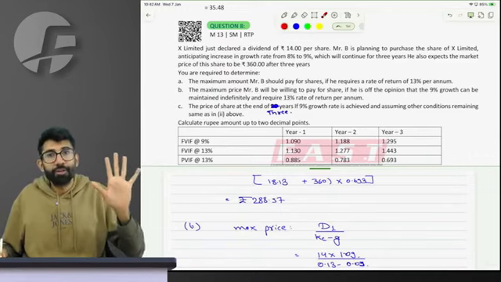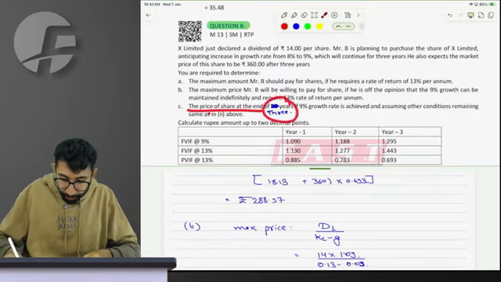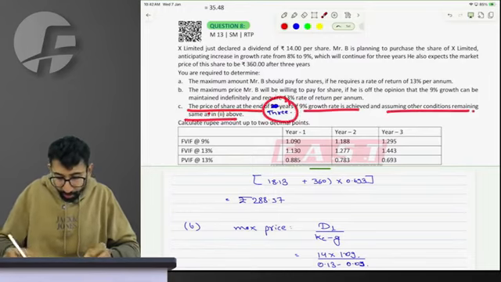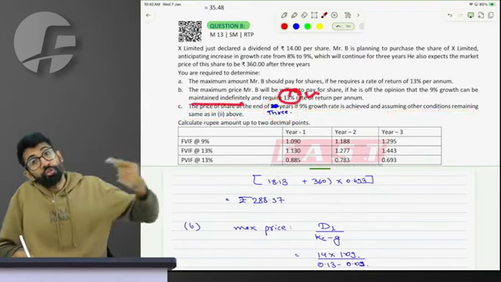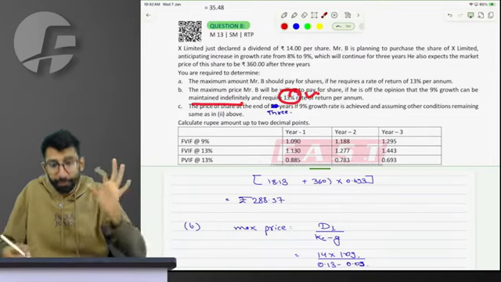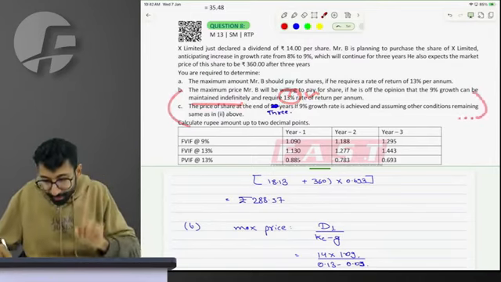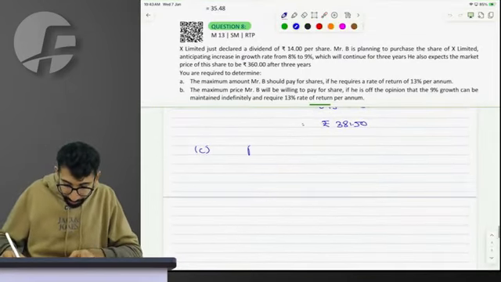All the live people, recorded people, listen to me, try to do it. Sir, what is the price at the end of third year? If 9% growth can be achieved assuming other conditions remain the same, which means K remains the same as 13%, the growth is to be maintained for an indefinite period of time, which means you have to again apply Gordon's model. Only thing is that you have to find the price not at year 0 but at the third year.